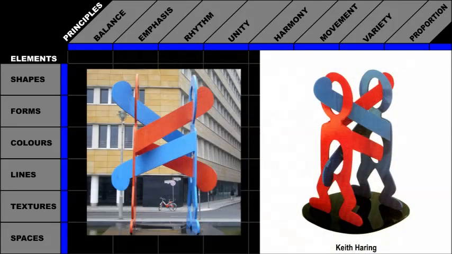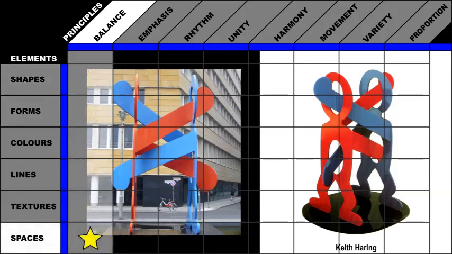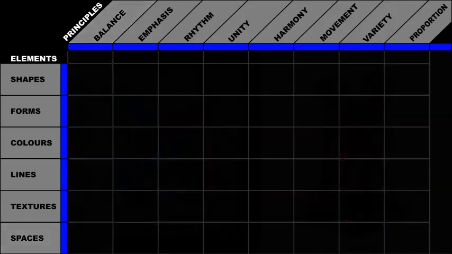Let's take a look at how Keith Haring used elements and principles of design in his sculpture. The flat surfaces in this sculpture are shapes. The three-dimensional sculpture is a form. Keith Haring balanced the shapes and forms symmetrically. The spaces around the shapes and forms have also been balanced symmetrically.